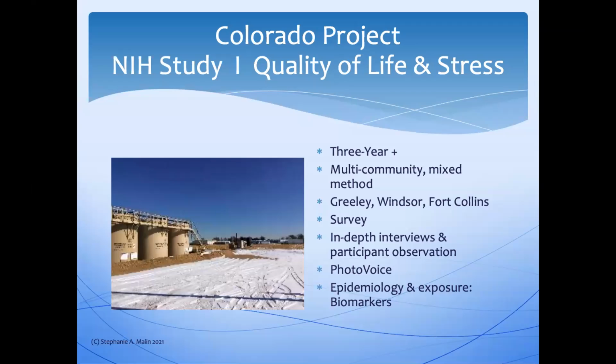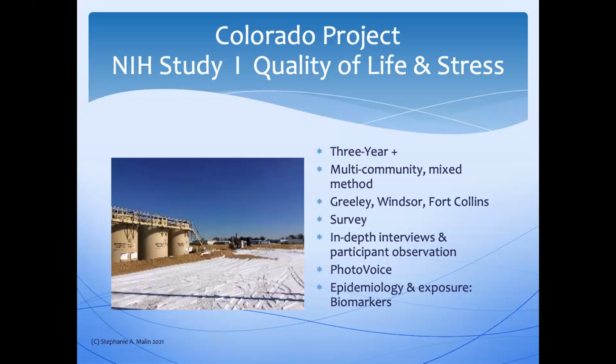And I also conducted what's called photovoice, which is when we have people take pictures of what's going on, what's impacting their quality of life or stress levels in this case. And we'll see some examples of those at the end of my presentation. And then they provide a narrative about why and how that's important to their daily lives and what we're seeing in those photos.